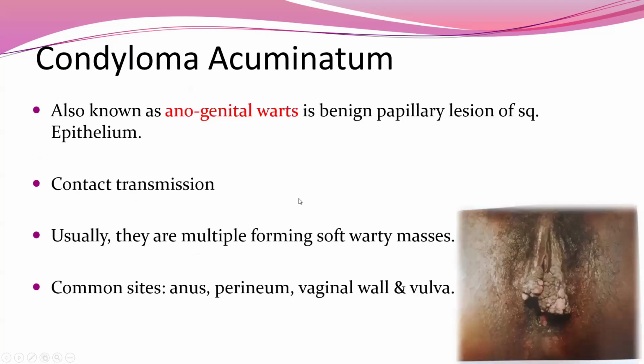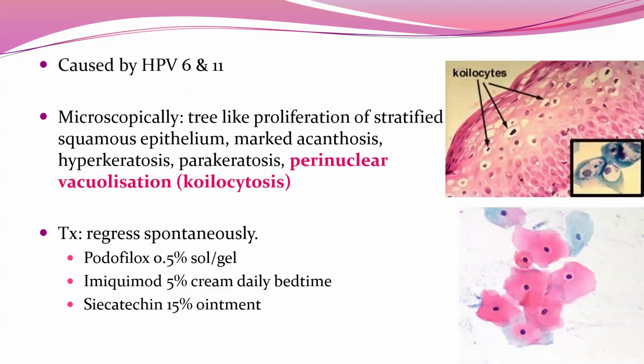Now condyloma acuminata, or acuminatum, also known as anogenital warts. It's a benign papillary lesion of the squamous epithelium, associated with contact transmission. There are multiple forms, soft vegetative masses. Common sites are the anus, perineum, vaginal wall, and vulva. It is caused mainly by HPV 6 and 11.